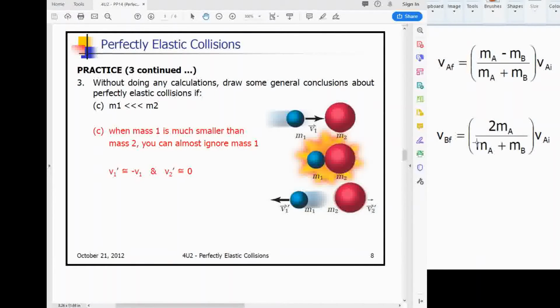VBF, the final velocity of M2, would be 2 times a very small number over a very large number. So that would be a very small number altogether, times VAI. Our VBF, our final velocity for 2, would be very small, almost close to 0. So our object A, the smaller object, would hit object B and bounce back with almost the same velocity that it was traveling towards the object, and object B would almost not be moving at all.